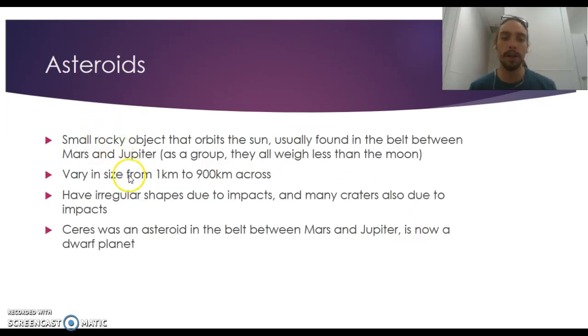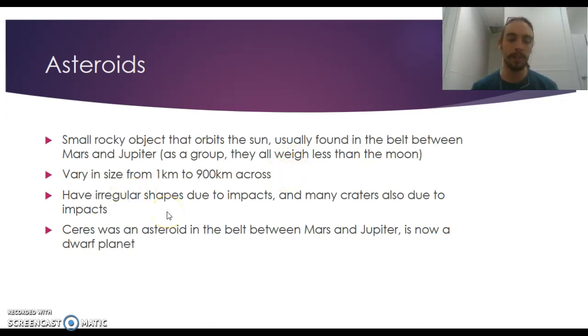Asteroids are small rocky objects that orbit the sun. They're usually found in the belt between Mars and Jupiter. We've talked about that belt quite a bit now. So, an interesting fact is, as a group, all the asteroids in that belt between Mars and Jupiter weigh less than the moon. So, they're generally very small pieces of rock. They vary in size from about 1 kilometer to 900 kilometers across. In the general scheme of things, that's pretty small.